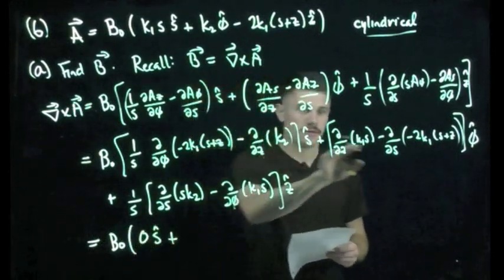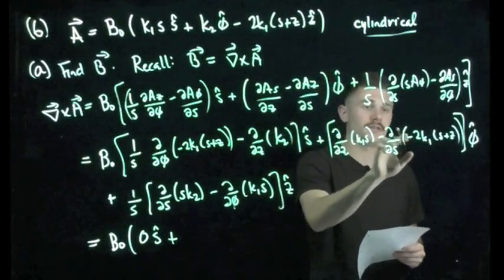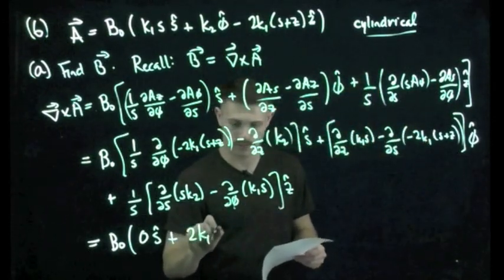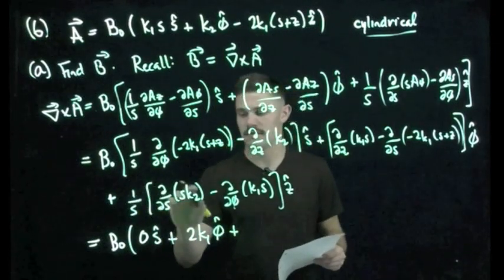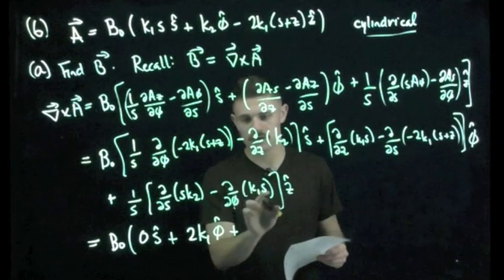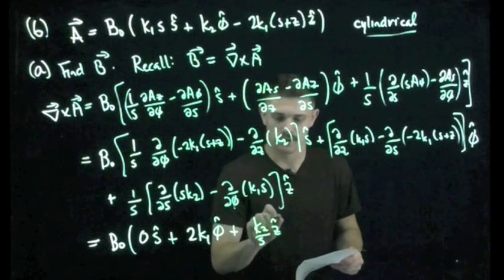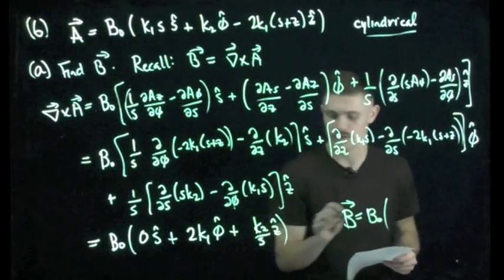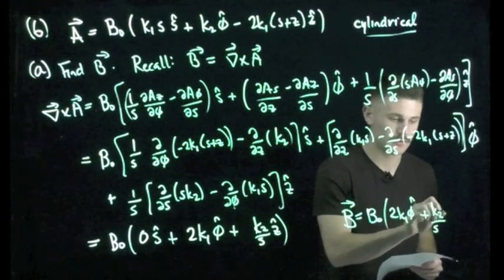Plus, and then we have the derivative here with respect to z, there's no z term. With respect to s, so of course we have a negative and a negative, gives us a positive 2K1, d by ds of s is just 1, so 2K1 phi hat. And then plus our last term, which is 1 over S d by ds of S K2, so we get a K2 term from there, and negative d by d phi of this term here, which has no phi dependence, so it's just 0, so we end with K2 over S Z hat. So our final magnetic field that we find is B naught times the vector 2K1 phi hat plus K2 over S Z hat.